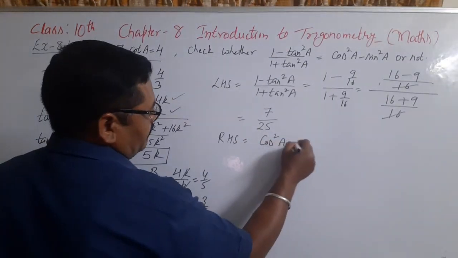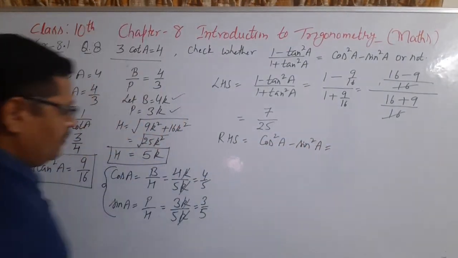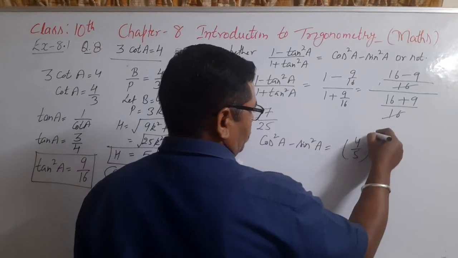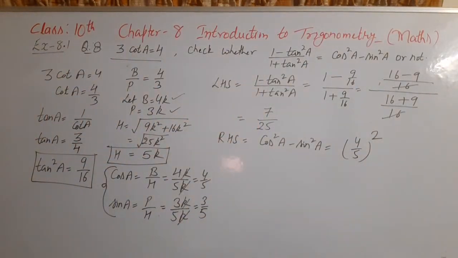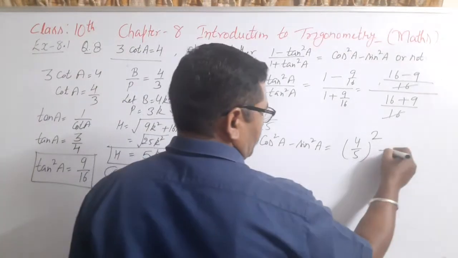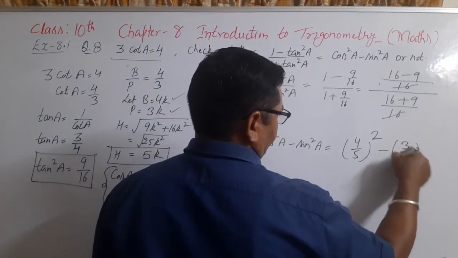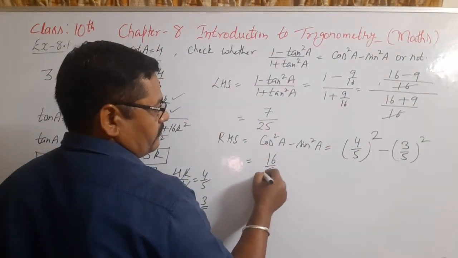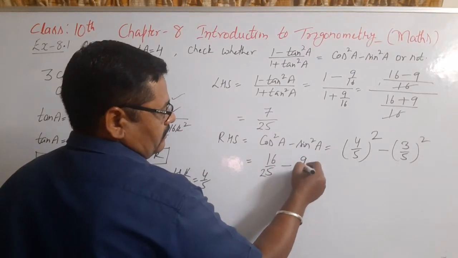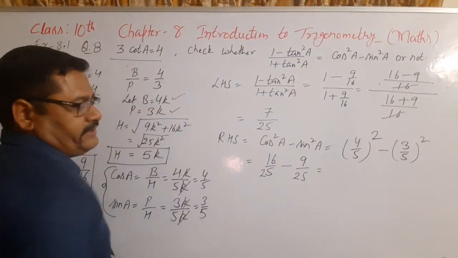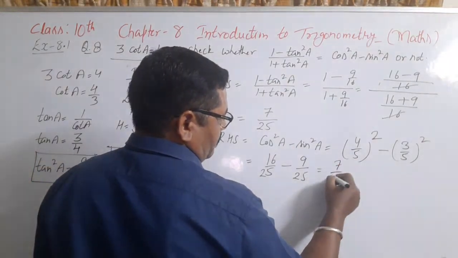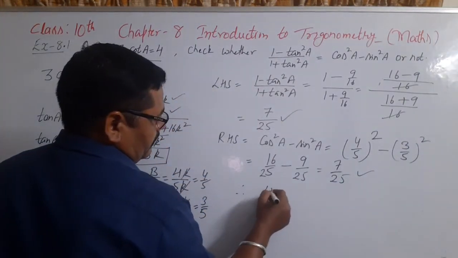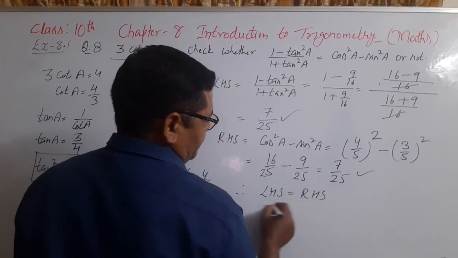Cos square A minus sin square A. Cos A की वैल्यू है 4 upon 5. Cos square A हो गया 4 upon 5 का स्क्वायर और sin A की वैल्यू है 3 upon 5. ये हो गया 3 upon 5 का स्क्वायर. 4 by 5 का स्क्वायर 16 upon 25 minus 9 upon 25. 16 minus 9 is 7 upon 25. Now see, both values are equal, therefore left hand side is equal to right hand side.